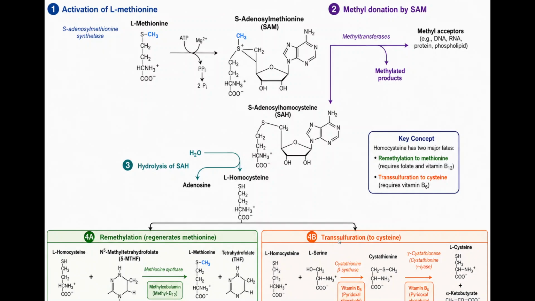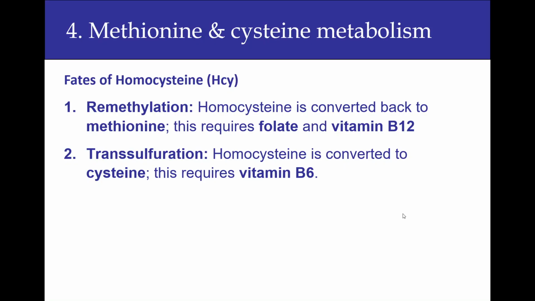We call it transsulfuration because we're going to take the sulfur group from homocysteine and add serine to form the amino acid cysteine. That's why cysteine is formed from methionine. But to do this part here, we need B6. So in either case, we need enough vitamin B. For the remethylation, we need enough B12, and for the formation of cysteine, we need enough B6. Okay, and this is summarized in here.